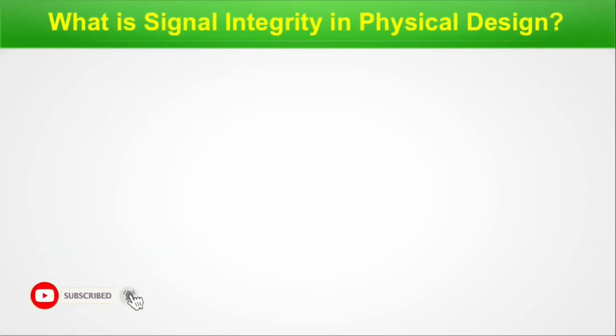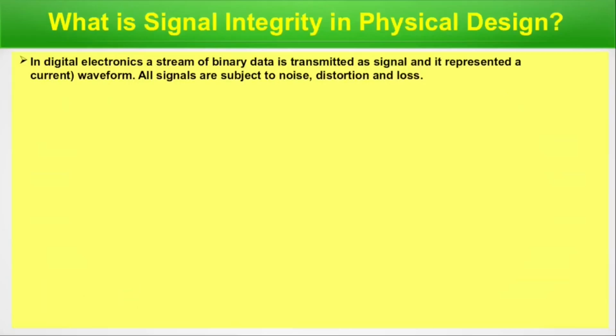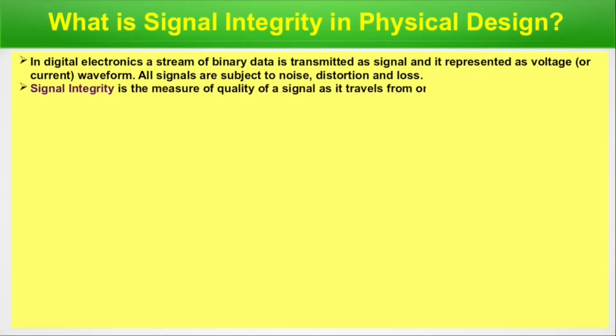What is signal integrity in physical design? In digital electronics, a stream of binary data is transmitted as a signal, represented as a voltage or current waveform. All signals are subject to noise, distortion, and loss. In digital electronics, we use digital signals. That is, these signals have two states, one is 0 and one is 1. And in any practical system, signals go through noise, distortion, and loss. Signal integrity is the measure of the quality of a signal as it travels from one point to another.